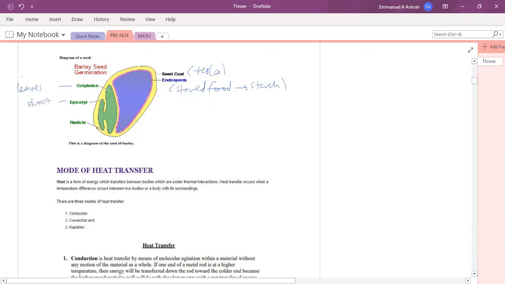Okay. Then the radicle is what becomes the root. Becomes the root. Okay. Another name for the radicle is what we call hypocotyl. Hypocotyl. Remember, hypo means below, right? So the epicotyl is above the cotyledon, the leaf, and the hypocotyl is below the leaf. That's where those words come in.